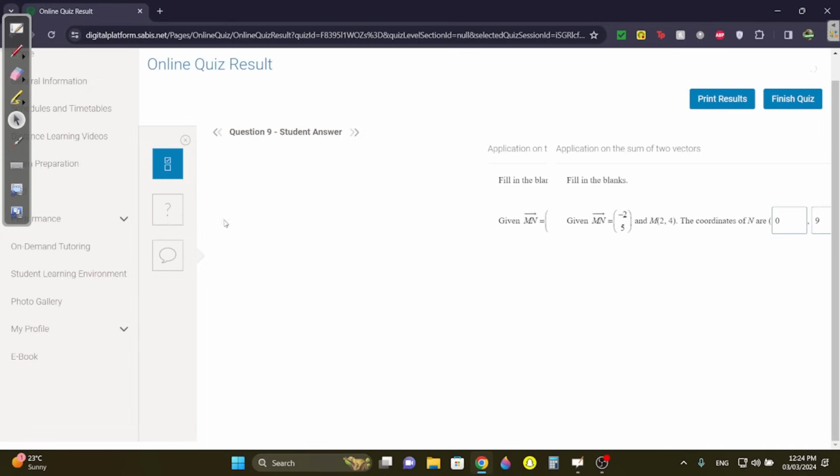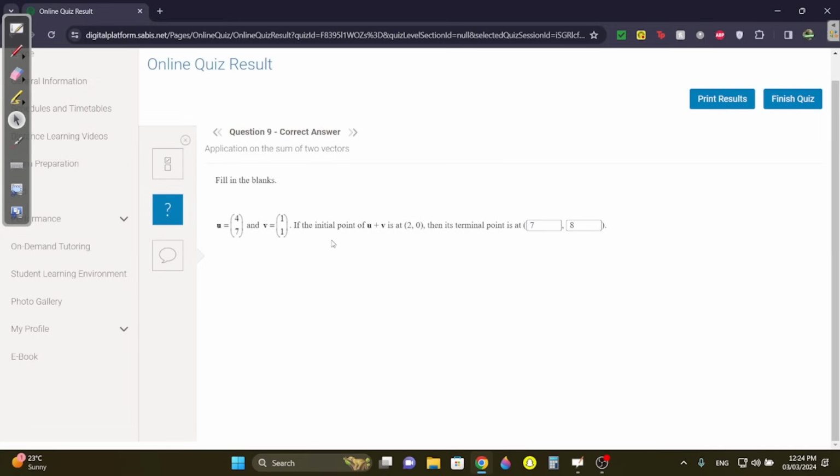Question 9. Before ending the recording, after the quiz, I'll show you how to draw and stuff. U is 4, 7, and V is 1, 1. If the initial point of U plus V is at 2, 0, then its terminal point is at 7, 8.